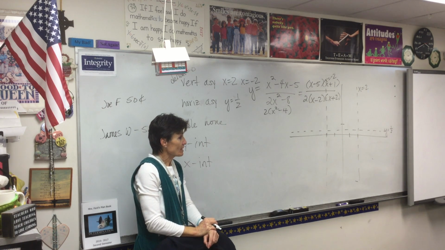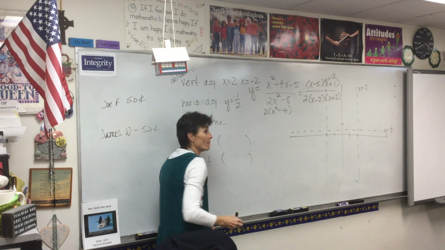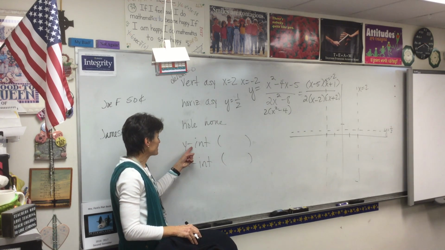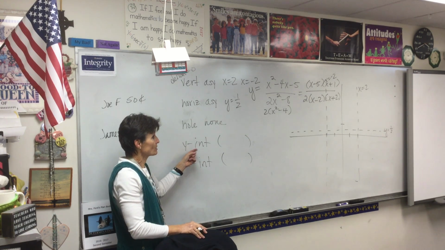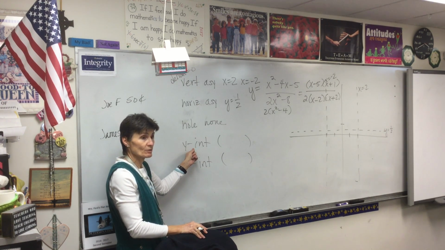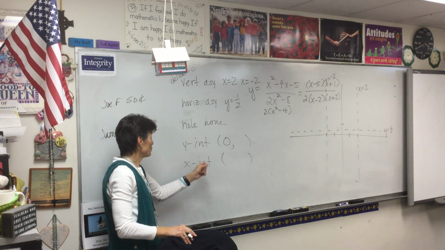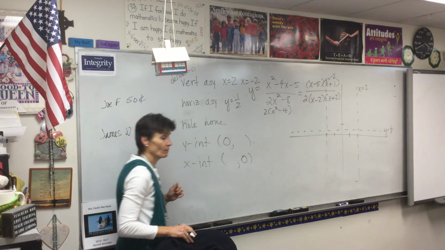All right, what about the intercepts? What do you remember about the intercepts? I hope you remember that they are points. And whichever intercept you're looking for, the other letter is 0. So if you are looking for the y-intercept, x is going to be 0. If you are looking for the x-intercept, y is going to be 0.